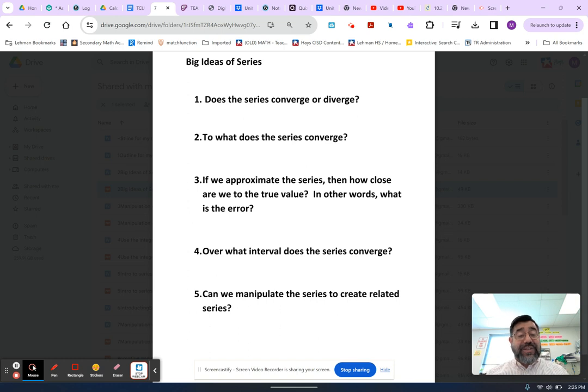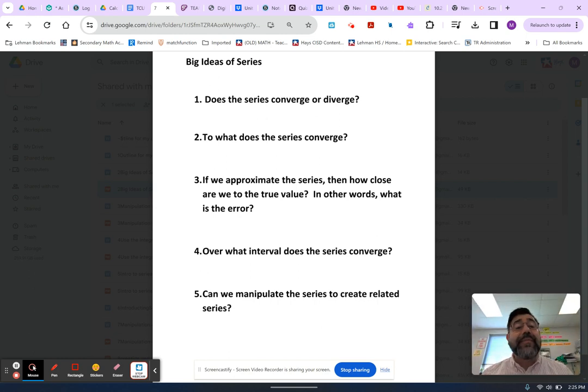And then other questions we're going to ask ourselves is, if we approximate the series, how close are we to the actual value? So even if we can't add an infinite number of terms, can we approximate it? What is the error if I approximate it? And then if I have a series, it might only converge between specific values, right? It might be bounded somehow. And then the last thing is, can we manipulate series to create related series? And that's going to be kind of the ending of Unit 10 of putting everything together.